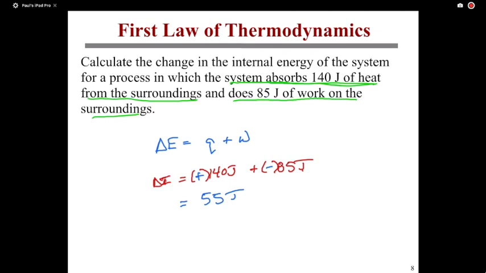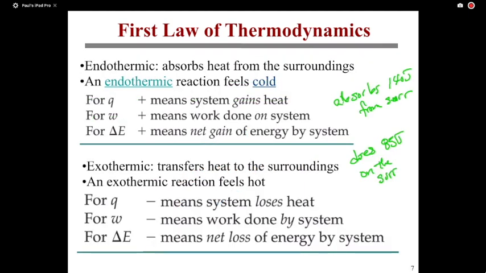If you read this one, it absorbs 140 joules from the surroundings. The system gains heat. Absorbs is gains from the surroundings. That's where it's getting it. So that one is a little bit straightforward. The other one says, does 85 joules on the surroundings.